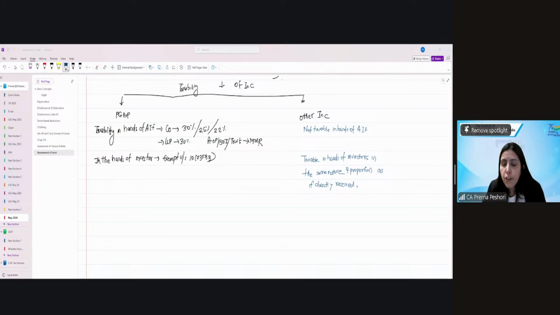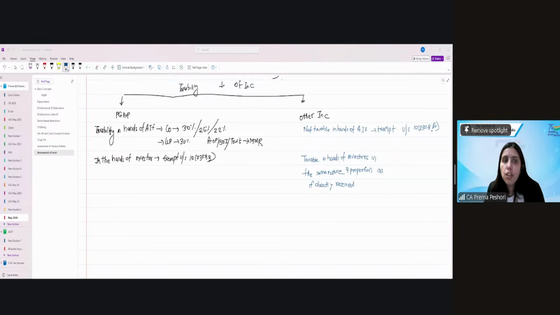Okay. So if it is other income, then this will be exempt in the hands of the AIF under 10(23FBA). And in the hands of investor, this will be taxable under 115UB. Clear? So in that particular case, it will be taxed just like the securitization trust only. Is this clear? Yes, ma'am.